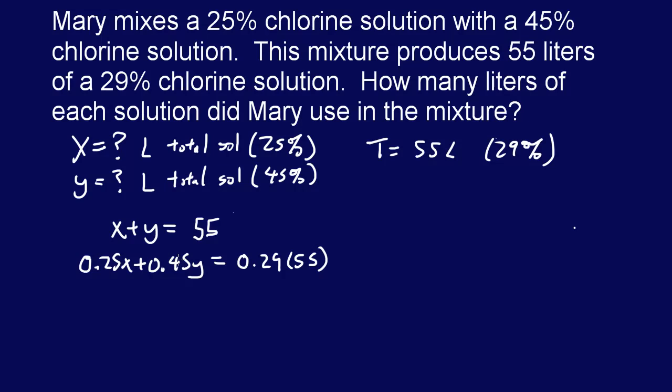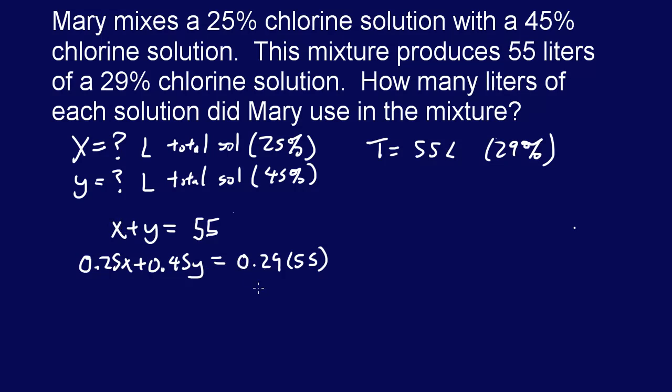And we're going to explore more after I solve this. We'll explore more as far as why we have 0.29 times 55 and what each of these terms represents. So anyway, let's solve it first. So when we look at this, it's a system of equations problem.